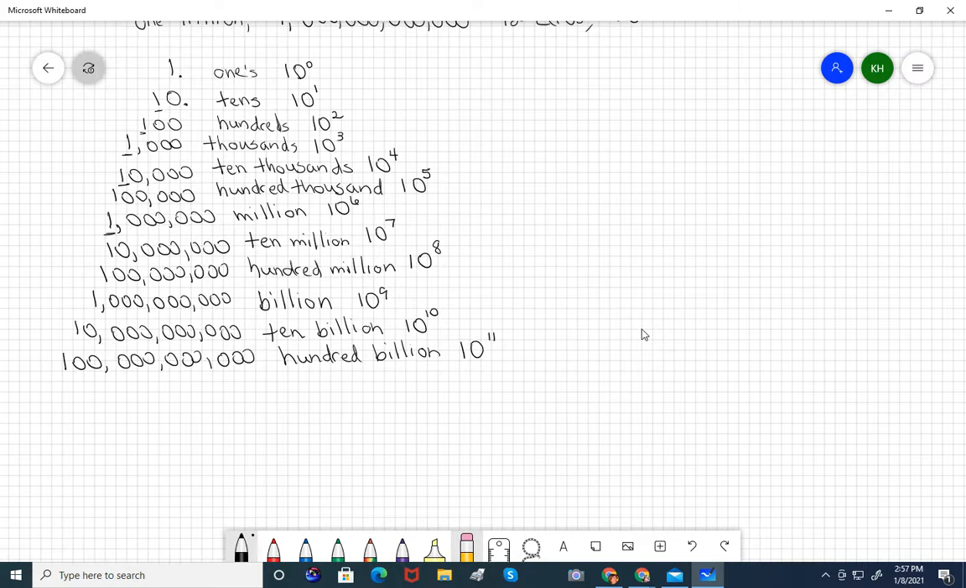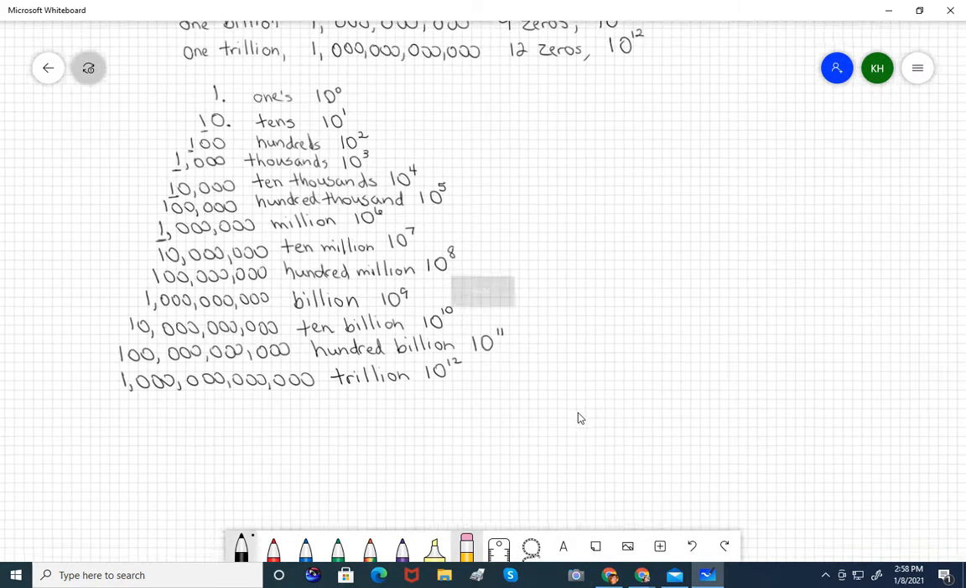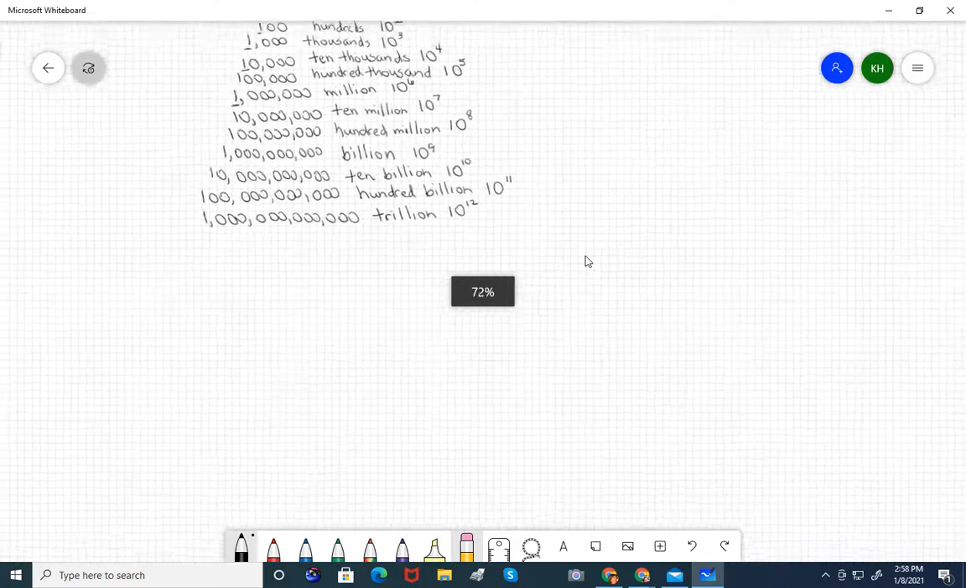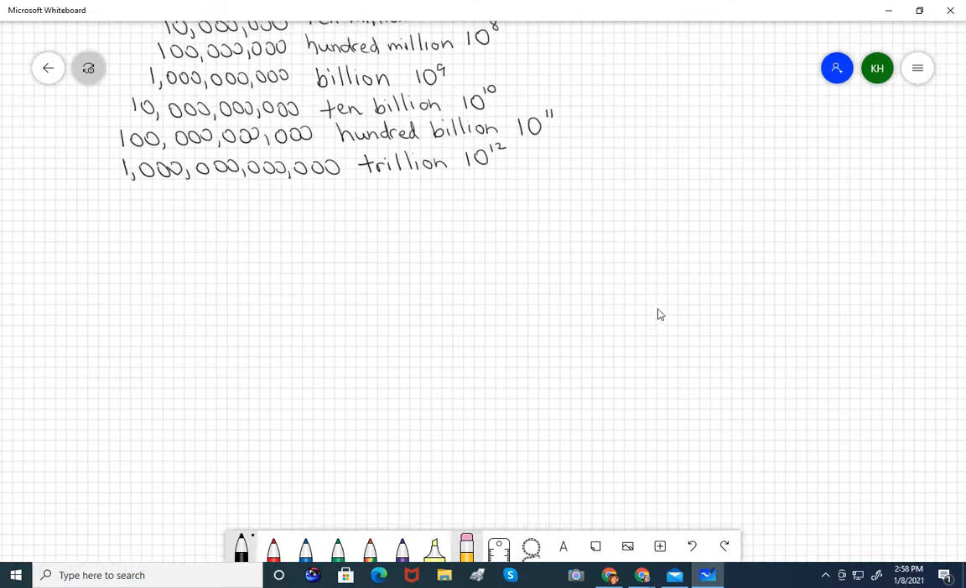And finally, we went to 1,000 billion. We don't call it 1,000 billion. We have made it to a trillion, which is 10 to the 12th. So that shows us place value for numbers that are larger than 0. If I wrote a number, oops, wrong way. Let's just make up a pretty big number and practice.